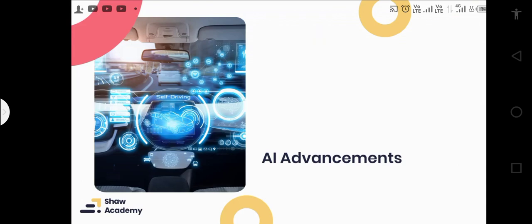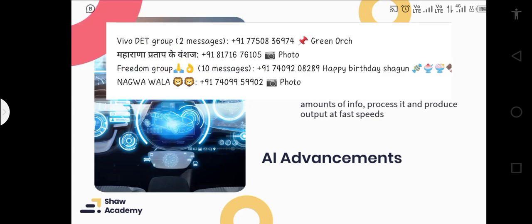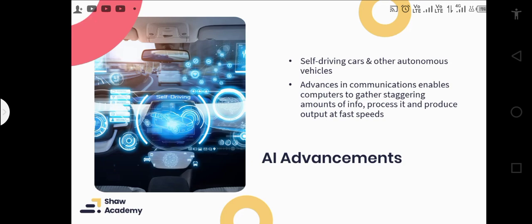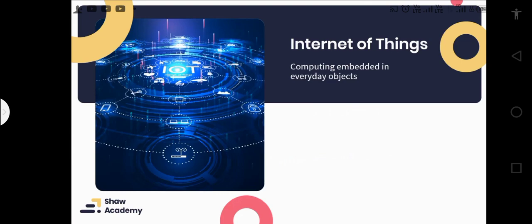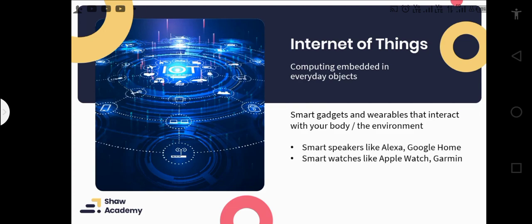Recently, there have been major advancements in self-driving cars and other autonomous vehicles. Advances in communications have made computers able to gather loads of information from the environment, process it, and produce output at blisteringly fast speeds. The Internet of Things has made it possible to build smart gadgets and smart wearables that interact with your body and with the environment and make your life a whole lot easier with minimal effort. Some examples of Internet of Things devices are smart speakers like Alexa and Google Home, smart watches like Apple Watch and Garmin, and Internet-connected monitors and biometrics.